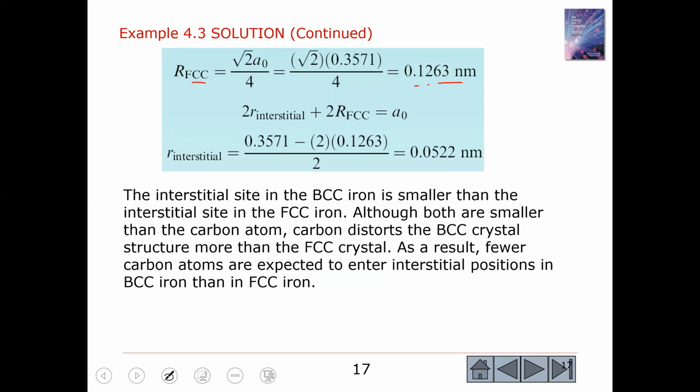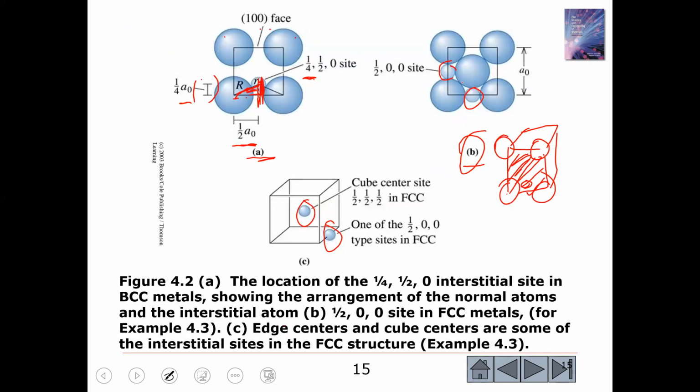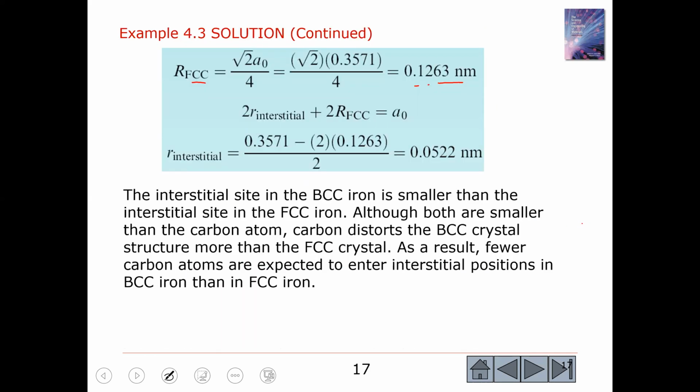And if you look at this figure, this length is A0. So this is capital R, this is capital R, and this is small 2r. So A0 is equal to 2 capital R plus 2 small r. They have done the same here, right? So you can solve it for the interstitial and you will get 0.0522 nanometer.